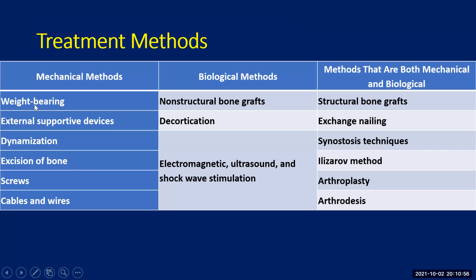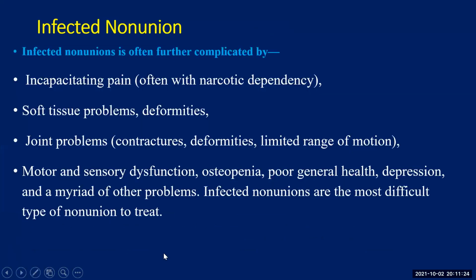So mechanical methods of treatment: weight bearing, external supporting device, dynamization in intramedullary nailing, excision of bone lattice fibula and paired bones, screw applications and cable and wire application. Biological methods: non-structural bone graft, decortication, electromagnetic stimulation, ultrasound and shockwave stimulation. Those that are both mechanical and biological: we have structural bone grafting, exchange nailing, synostosis technique, Ilizarov, arthroplasty and arthrodesis.